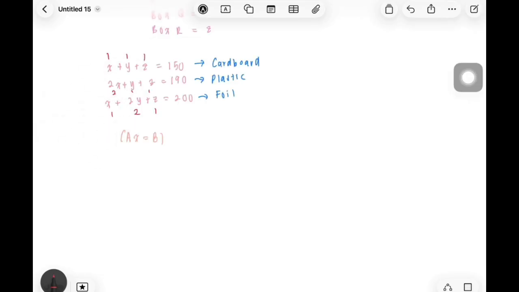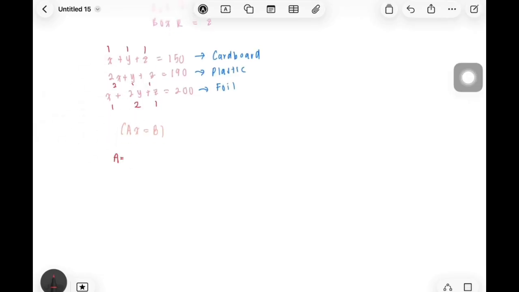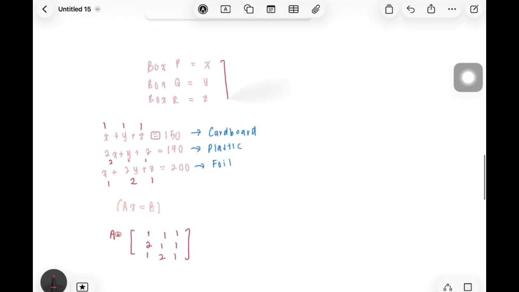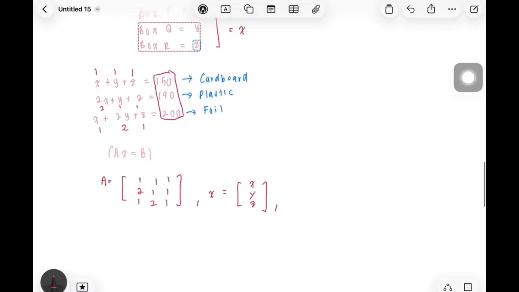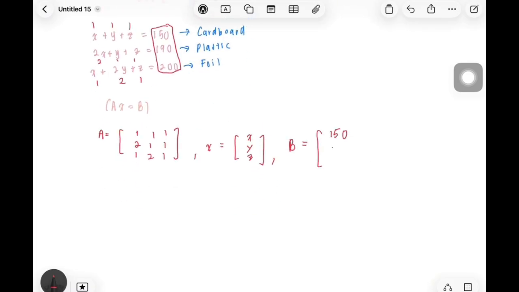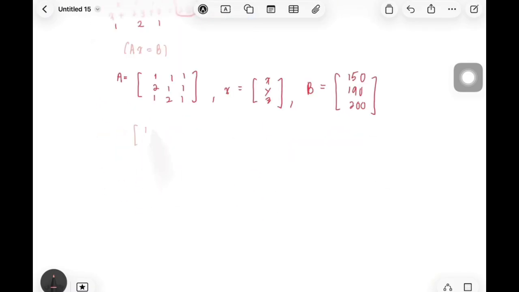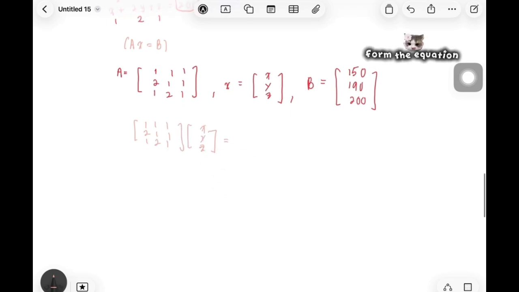We're using this formula. Label each equation to avoid misunderstanding. Put the numbers in the matrix column. For X, we just take the X, Y, Z. Last but not least, just put everything we know in the equation. Make sure to follow the formula.